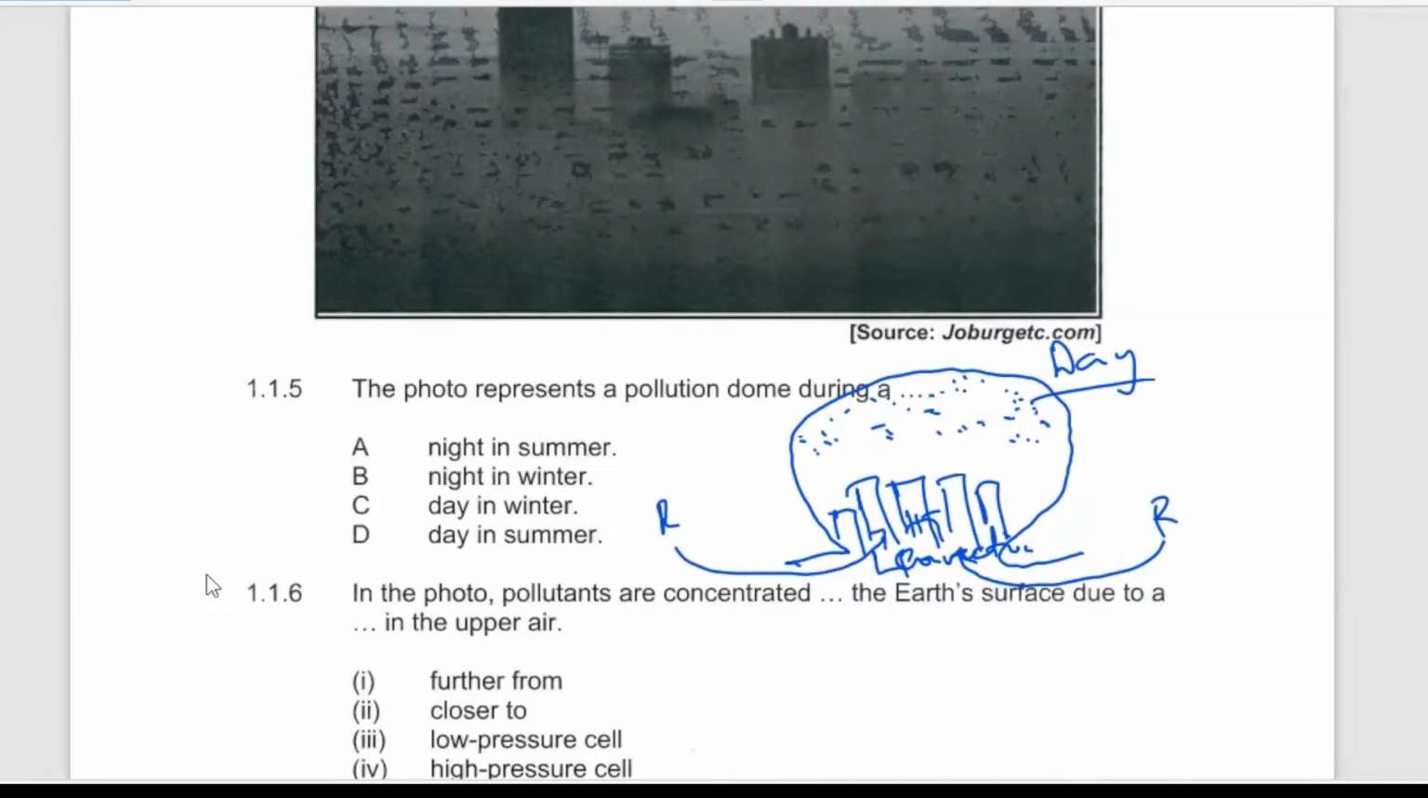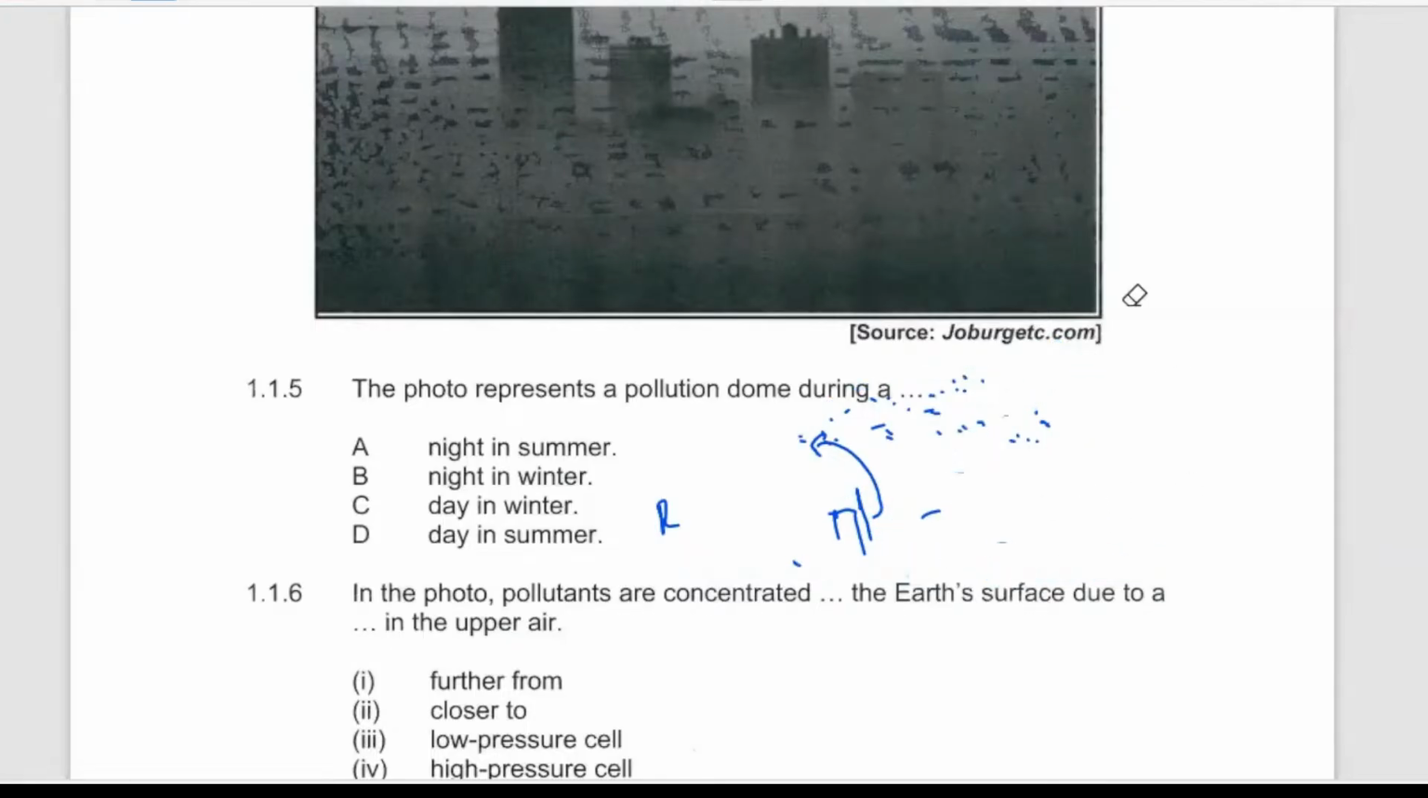And this is going to cause convection currents, and the convection currents are going to uplift the pollutants into the upper atmosphere, such that during the day, the concentration of the pollutants is limited, and the pollutants are lifted up above the urban area. That is the day situation. And let's analyze the night situation.